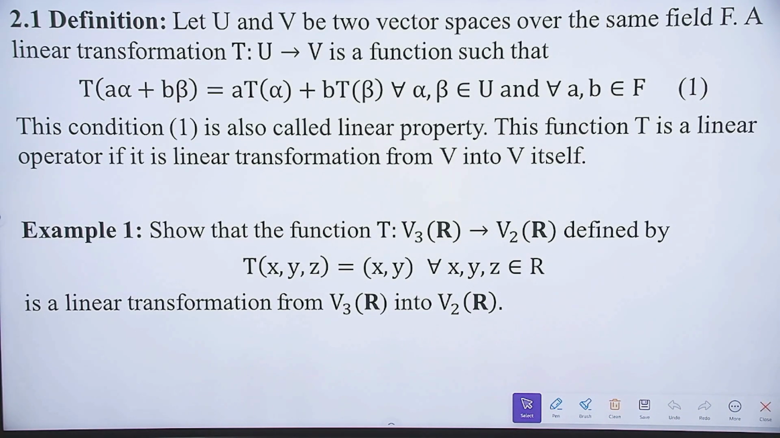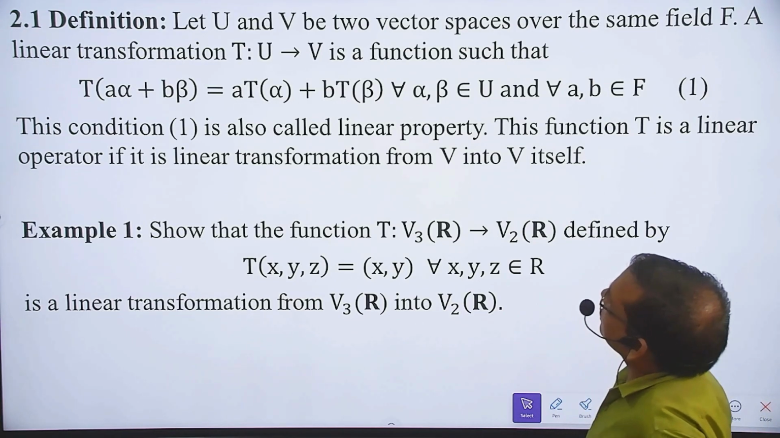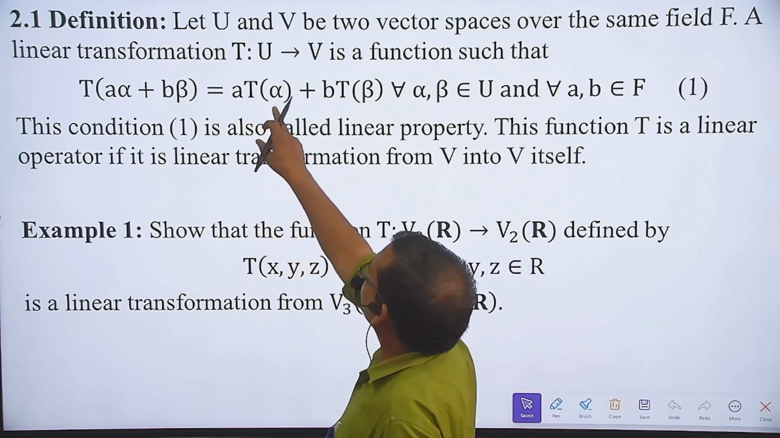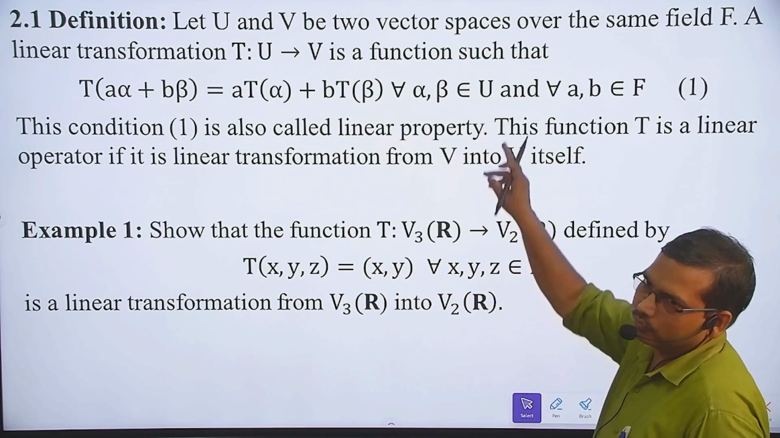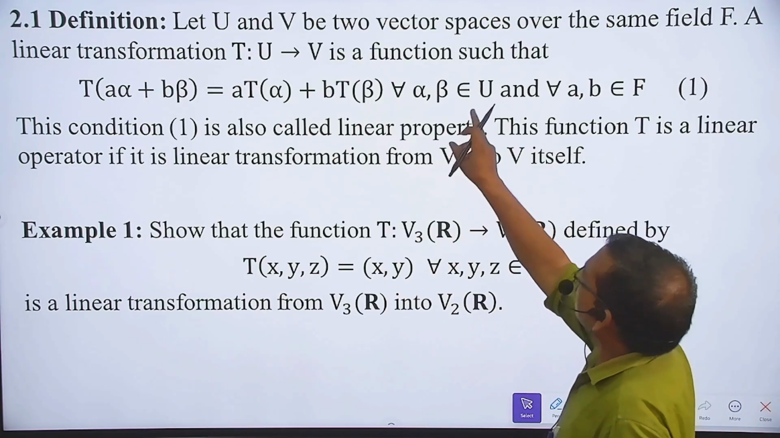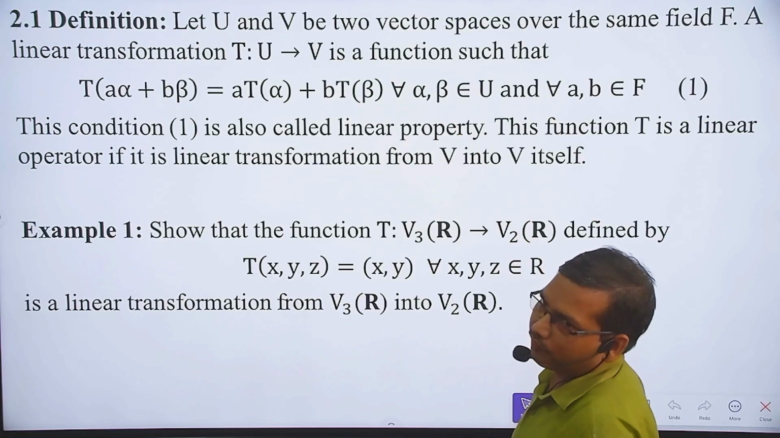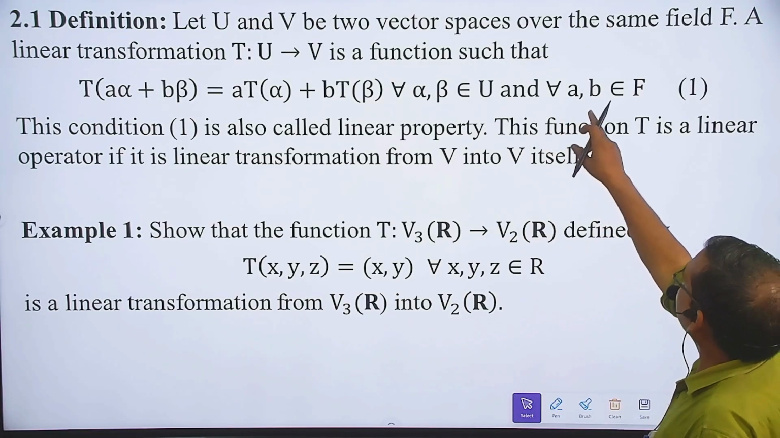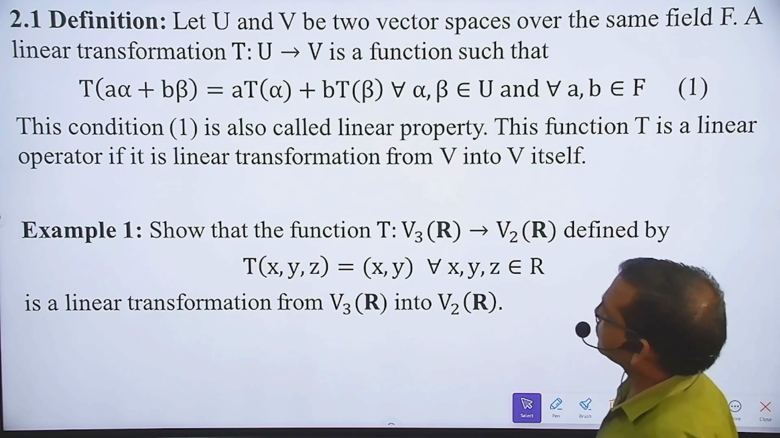Definition. Let U and V be two vector spaces over the same field F. A linear transformation T from U to V is a function such that transformation of A alpha plus B beta equals A T alpha plus B T beta, for all alpha, beta belonging to U. U is the vector space, and V is the codomain of the transformation or mapping. Alpha and beta are vectors from this domain, and for all A, B belonging to F. F is a field and A, B are scalars.